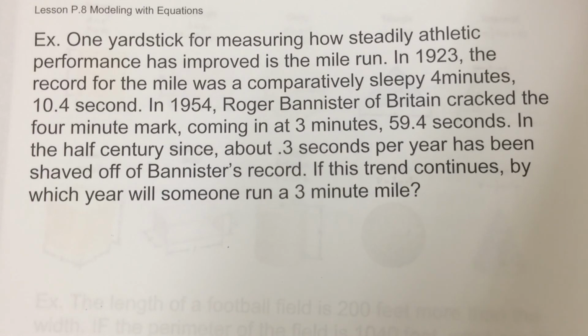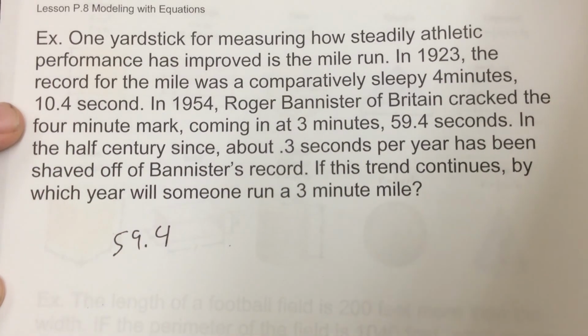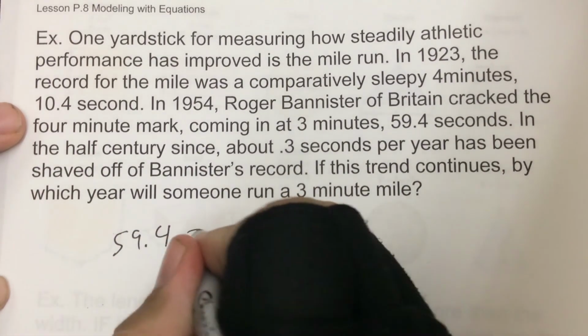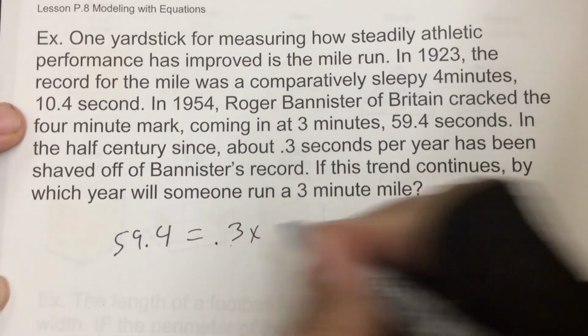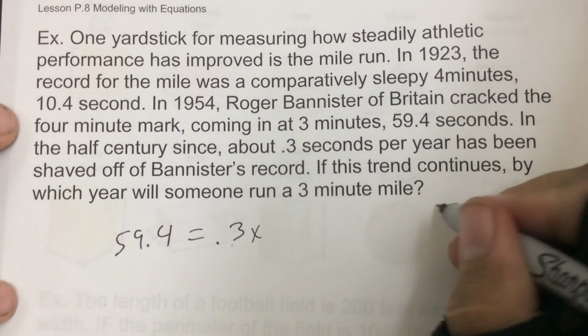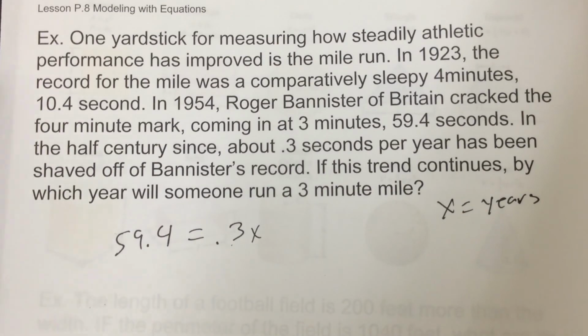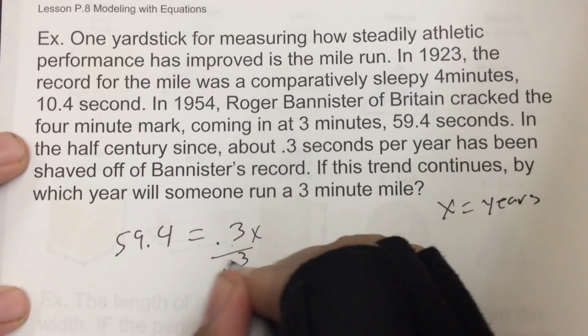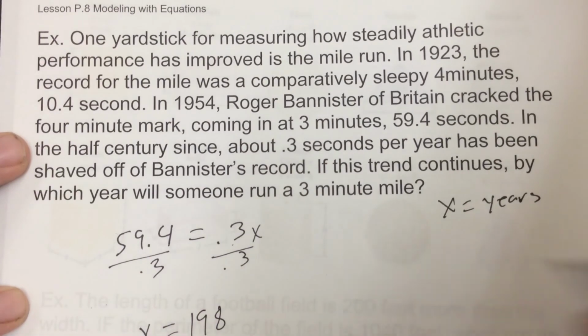We're going to find how long until a 3-minute mile. We're at 3 minutes, 59.4 seconds in 1954. So how much time do we have to drop? Well, we're dropping 59.4 seconds, and we want to know how long it's going to take. If we're doing 0.3 per year, we're going to do 0.3x, x being the years. From there, all we have to do is divide by 0.3. And so x is going to be 198 years.